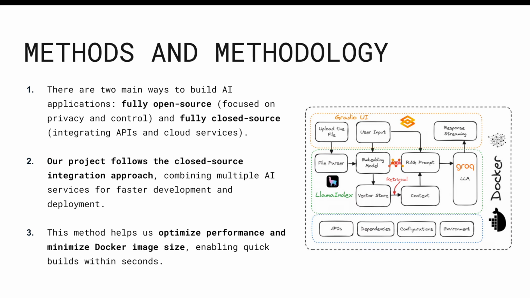The flowchart starts when a user uploads a file and enters a question into the Gradio UI. The document goes through the file parser, LlamaCloud, and is turned into embeddings by the embedding model, Mixedbread AI. The LlamaIndex RAG pipeline performs a retrieval from the vector store to get the relevant context. This context is sent to the Groq LLM to generate a fast, context-aware answer that streams back to the user. All these components, including the API and dependencies, are managed by Docker.